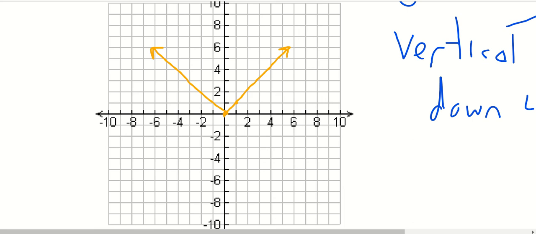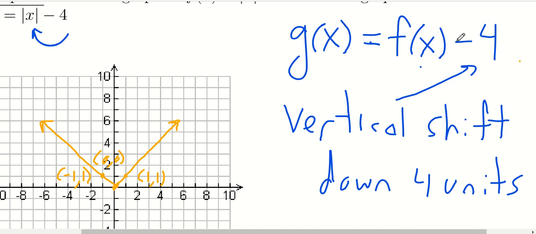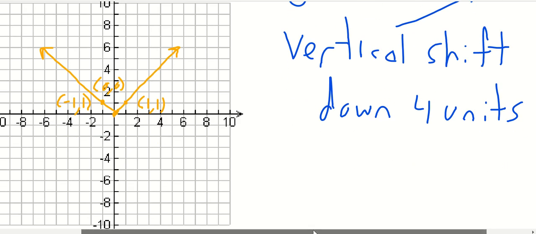Whenever we do our transformations, we also want to label some of the points on the graph. Some of the easiest points to keep track of on absolute value, and one point you always have to give us, is the vertex. Here that's at 0, 0. We also have a point at 1, 1. And then over here we have a point at negative 1, positive 1. All we are going to do to create the graph of our new function is take all of the points and shift them down 4 units.